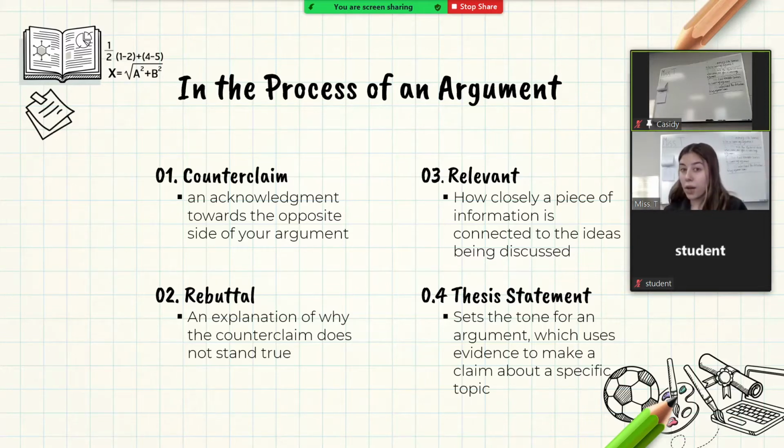which is strengthening your argument with the rebuttal and putting your opponent, per se, more down. Another important thing when it comes to the argument is making sure it's relevant: how closely a piece of information is connected to the ideas being discussed. So back to the evidence thing, how we're saying that evidence is credible. A source can be credible, but it might not be relevant to your argument.